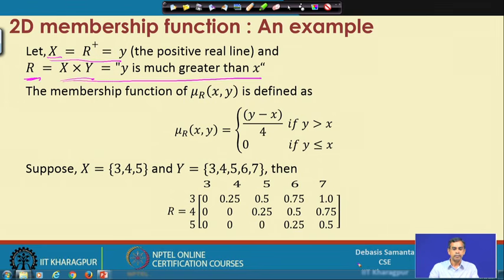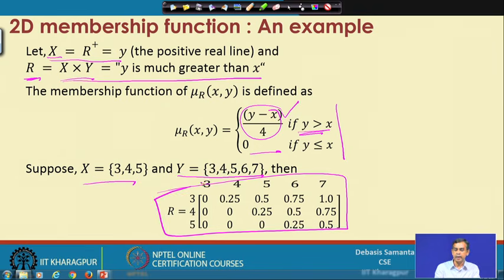The membership function of such a relation can be defined mathematically using this formula. Here, y much greater than x is described by this relation: if y is greater than x, it takes a value, and if y is less than x, then it is 0. This gives the membership value for an ordered pair x, y in the relation, and it can be depicted in the form of a matrix. Here is an example: x is a set, y is another set, and if we follow this relation, then the relation matrix can be obtained like this one.